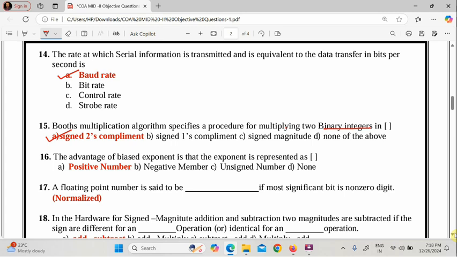The advantage of biased exponent is that the exponent is represented as positive. If some exponents are negative and some are positive, to make all exponents positive, we use biased exponent. A floating point number is said to be dash if the most significant bit is a non-zero digit. When the most significant bit is non-zero, we can say it is normalized.